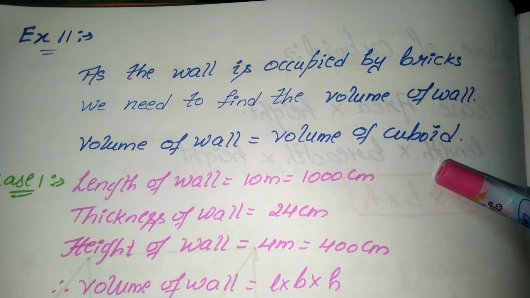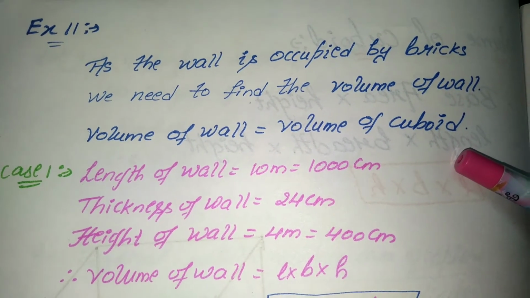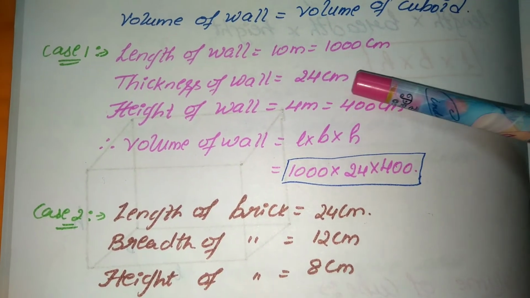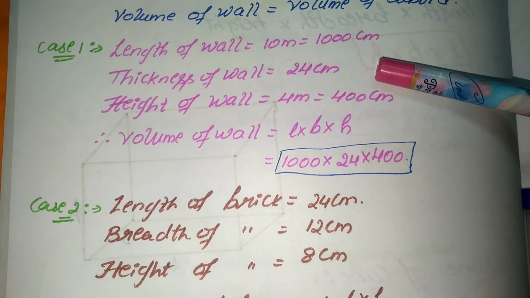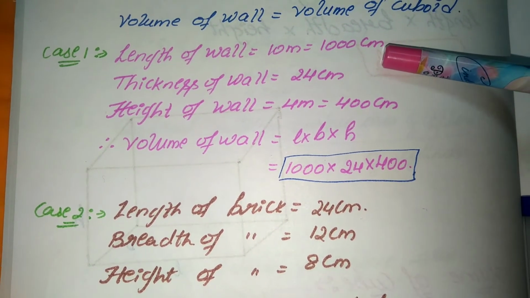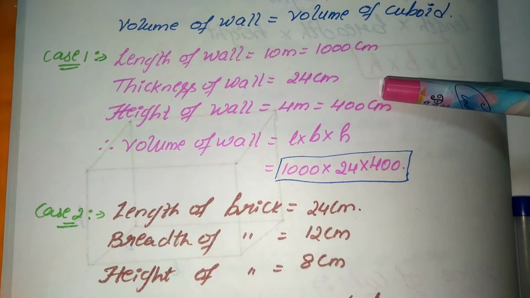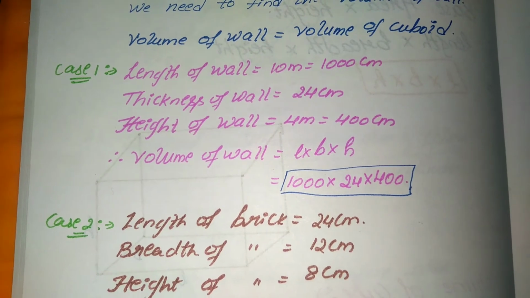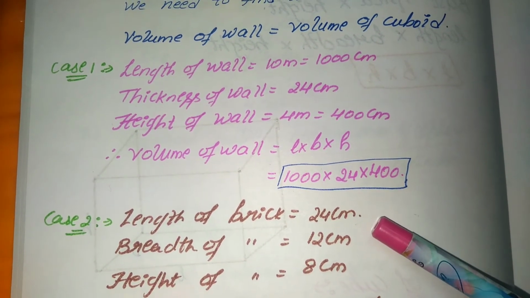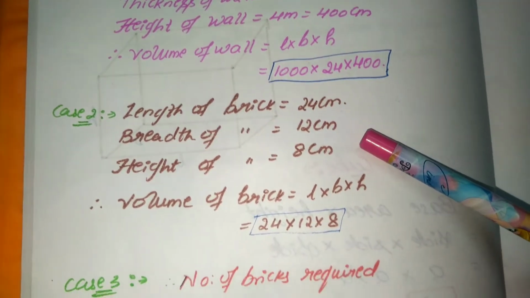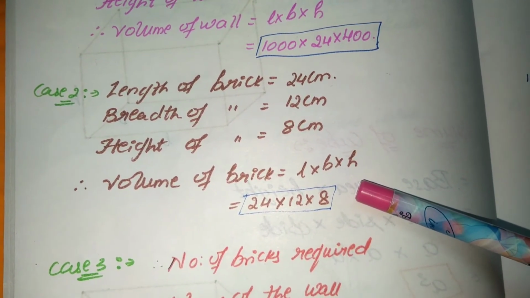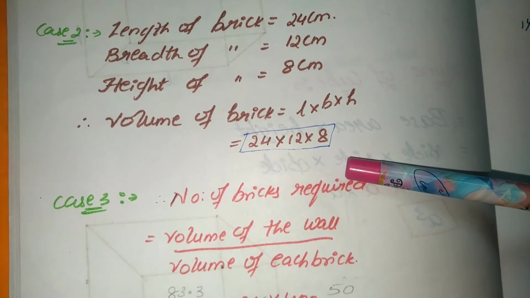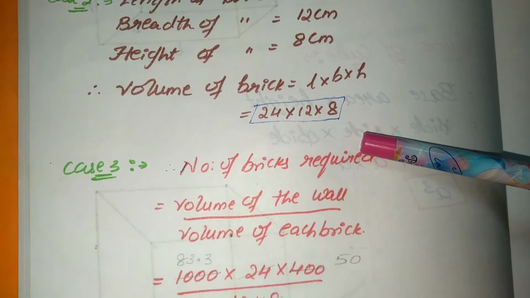So as the wall is occupied by the bricks, we need to find out the volume of the wall. As it is cuboid in shape, I will take length as L. It is given as 10 meters. I will be converting everything into centimeters because one dimension is given in meter and the other dimension is in centimeter. So overall I will take the dimensions as centimeters only, children. Here first I am writing the volume of the wall as length into breadth into height, that is 1000 into 24 into 400. Next coming to the volume of the brick. Length is 24 centimeter, breadth is 12 centimeter and height is 8 centimeter. Overall I have written as 24 into 12 into 8.